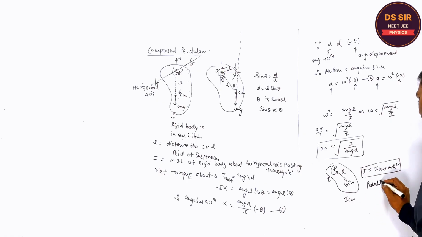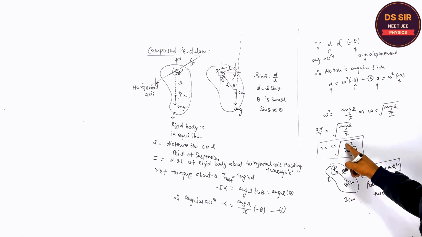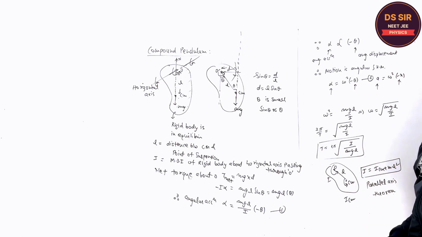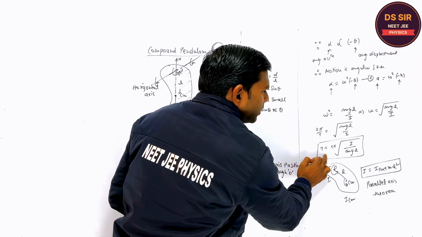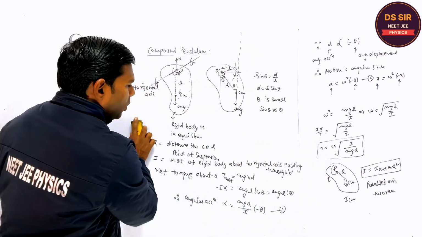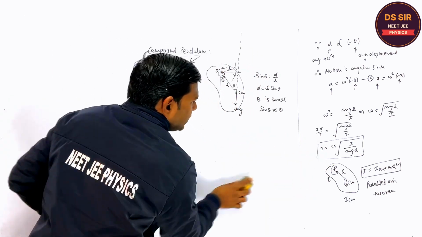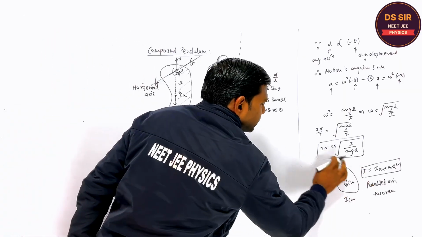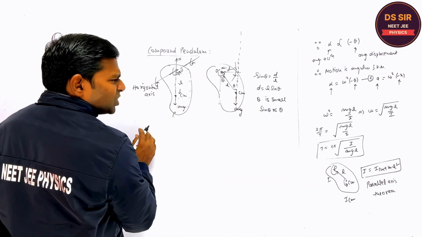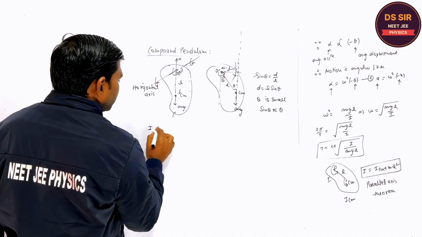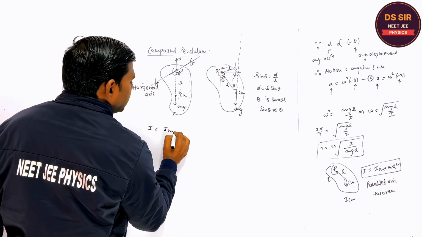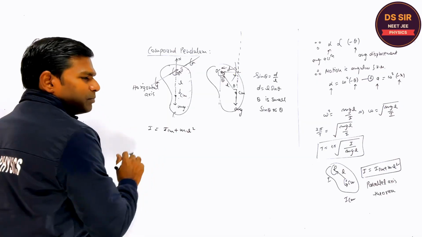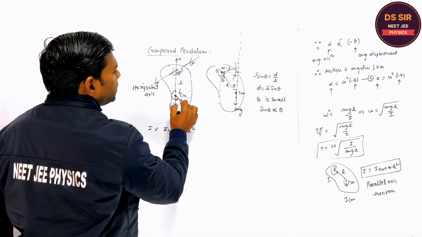This is the parallel axis theorem. By the parallel axis theorem, you can write the moment of inertia I is equal to ICM plus ml square. Copy this. So this is the time period of the oscillation for this compound pendulum, and I is the moment of inertia about this point of suspension. So this may be written as the time period, where the moment of inertia is ICM plus ml square. What is the ICM? It is the moment of inertia passing through the center of mass.